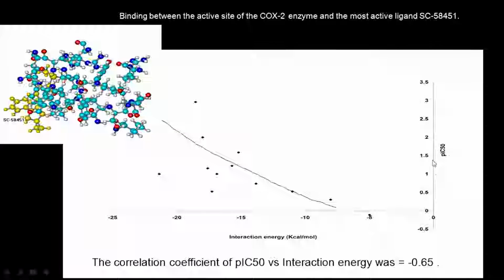As you can see here, there is a very good negative correlation. As the binding energy increases, the activity also increases. This is quite a good correlation coefficient. So what's the use of this? Suppose we have another molecule which we think we can design, which may be more active. We can bind it to this COX-2 enzyme, see where the binding energy or interaction energy comes, and then predict its IC50, whether it comes here, and so on. So this can be used as a nice predictive tool.